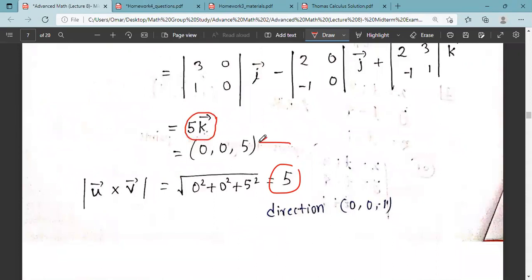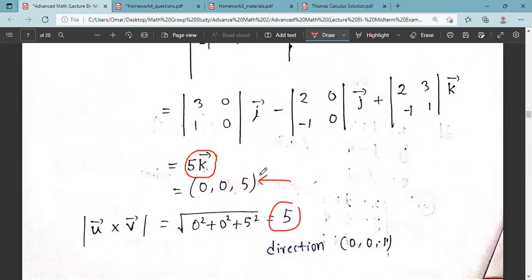If you want to know what is what, the result of this cross product is the direction, and this value here, the norm value, is the length. So the norm value is the length, and the result of the cross product is the direction of those 2 vectors.